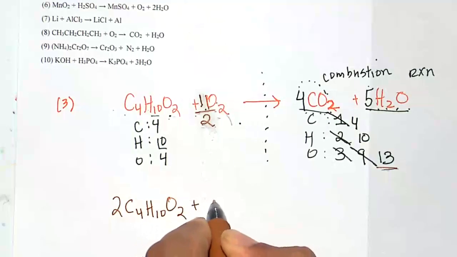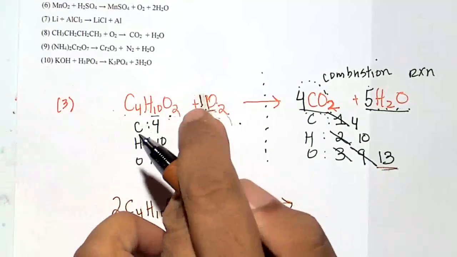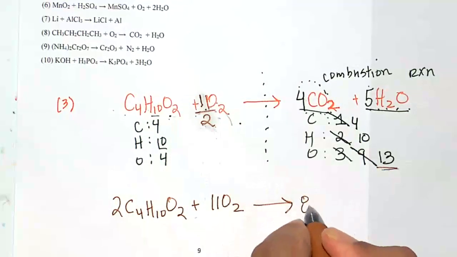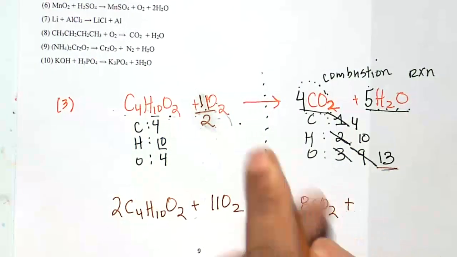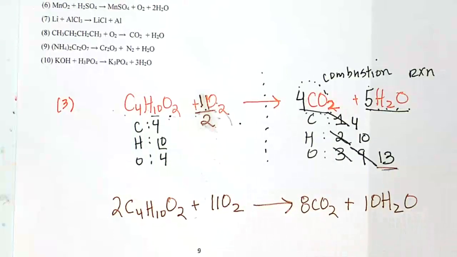2C4H10O2 plus 11 oxygens, 8 CO2 plus 10 H2O. Okay.